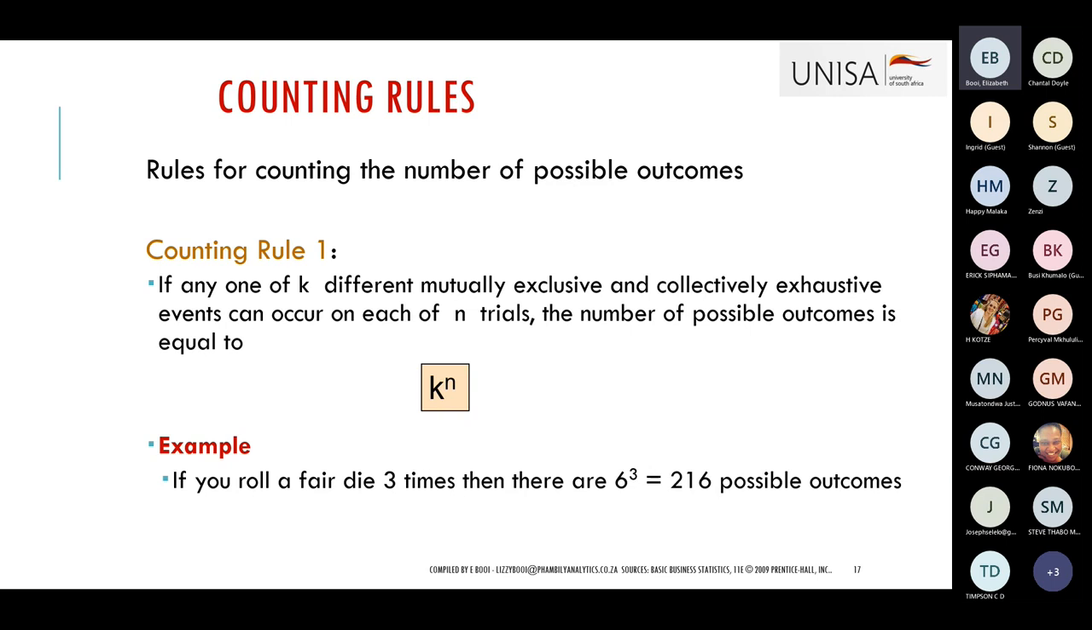If you roll a fair die, and we know that a fair die has 6 outcomes, and I roll that die 3 times, how many possible ways can the die land on any combination? The 6 is your K, your outcomes, which should be mutually exclusive and collectively exhaustive. There are 6 sides. The number of trials is the number of times you roll the die, and you're doing it 3 times. That represents your N. So it will be 6 to the power of 3. And that will give you your outcome. That is the counting rule.